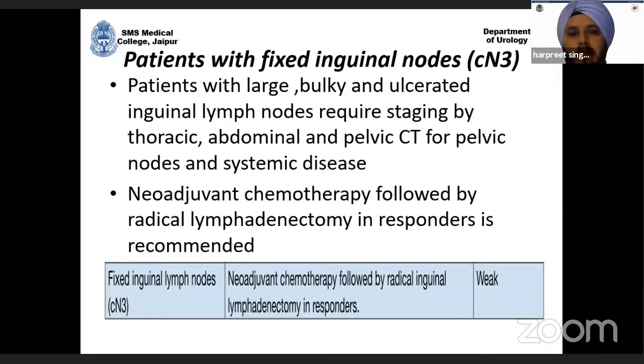The management of patients with fixed inguinal lymph nodes. The patients who have bulky, large, or ulcerated inguinal lymph nodes require staging with CT, including the thoracic chest X-ray and abdominal pelvic CT, and for the systemic disease. Now the management includes neoadjuvant chemotherapy followed by radical lymphadenectomy in the responders. It is recommended.